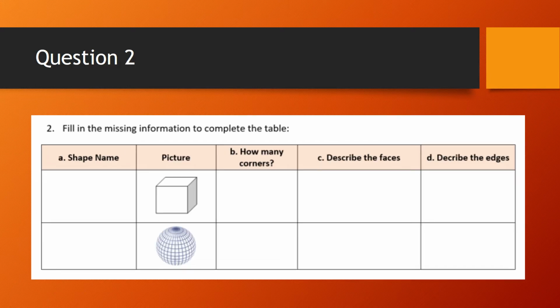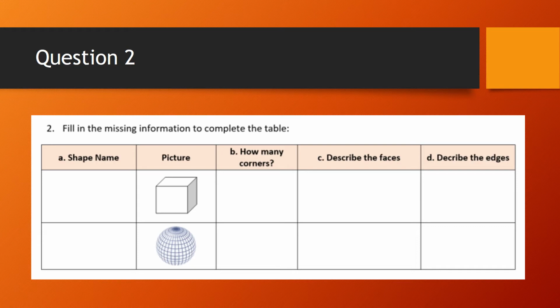Question number 2. Fill in the missing information to complete the table. Firstly, have a look at the picture in the second column over. It's a really familiar picture, and we even have a YouTube video about that. Write the name of that picture in the first column that says shape name.